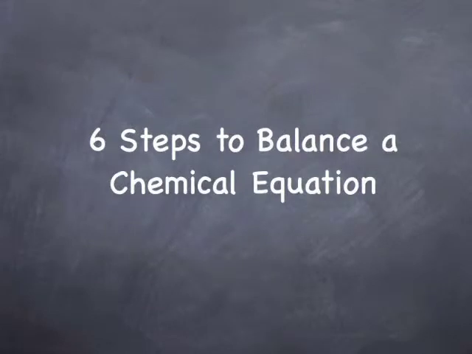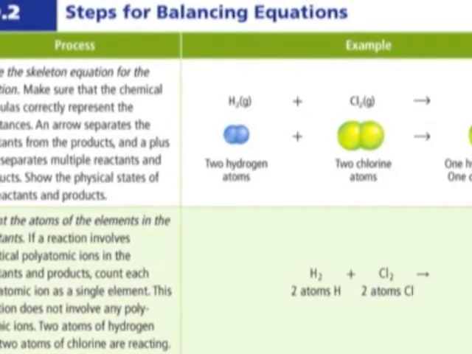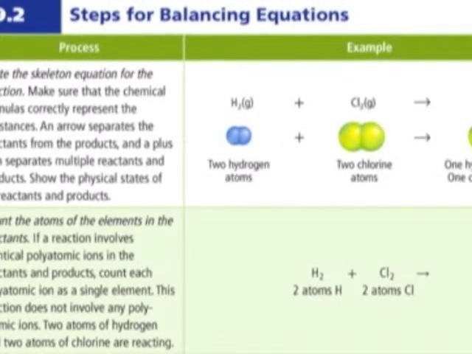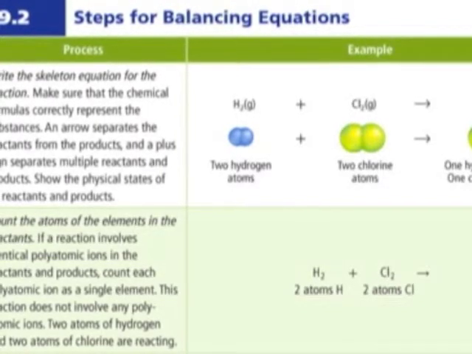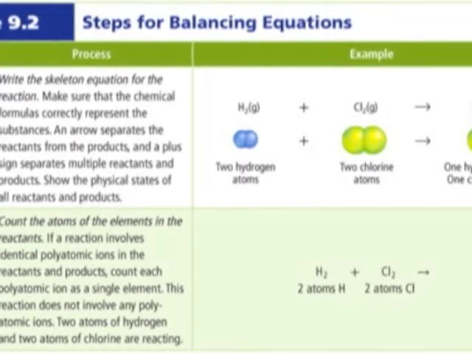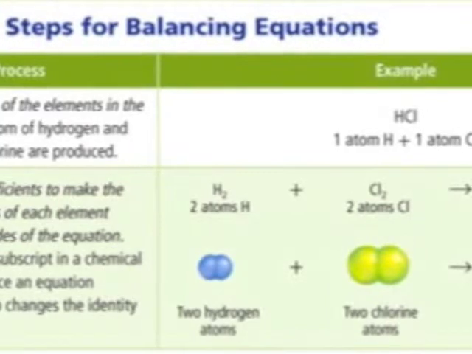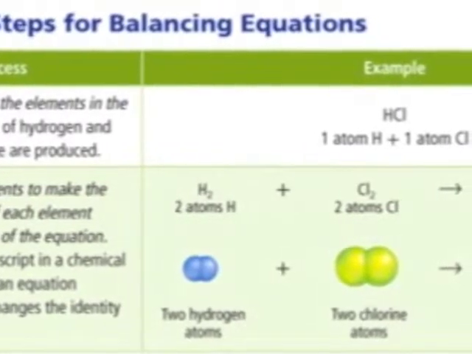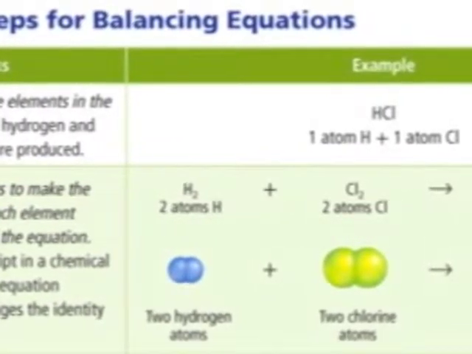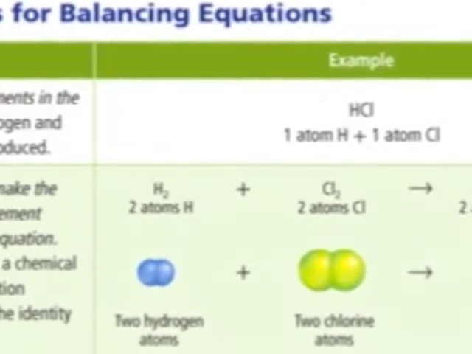There are 6 steps to balance a chemical equation. First, you're going to write the skeletal equation. The second step is you count the atoms of the elements in the reactants, and any polyatomic ions that remain unchanged can be counted as if they are elements. Your third step is you're going to count the atoms of the elements in the products. Step 4, you'll change the coefficients to make the number of atoms of each element equal on both sides of the equation. Remember, don't change those subscripts.